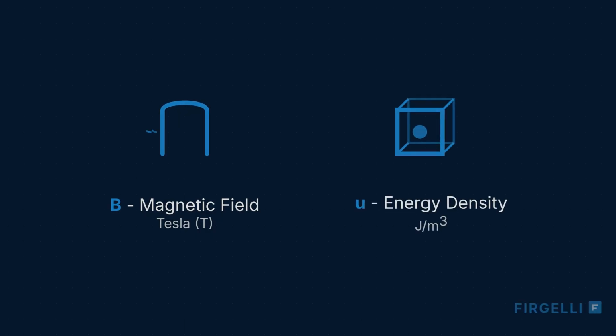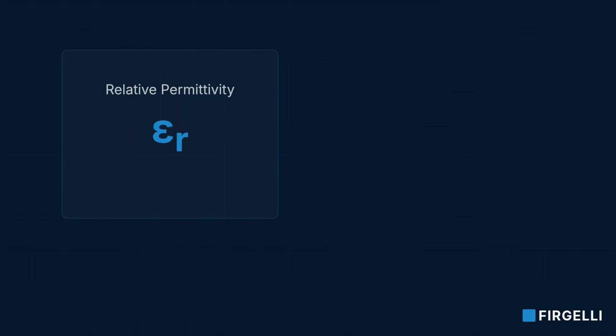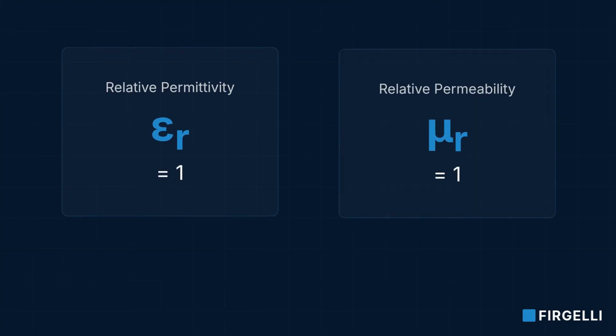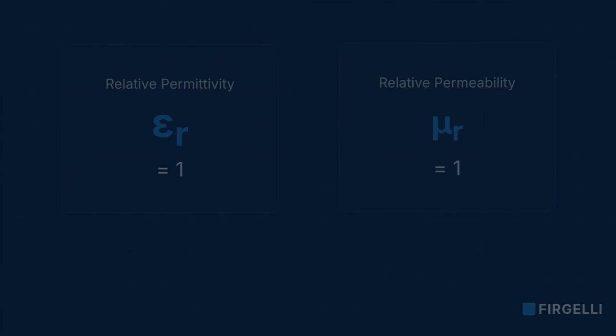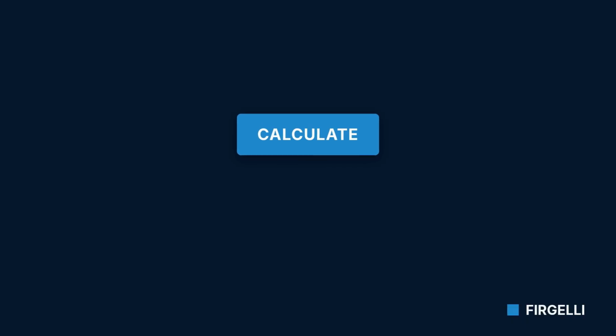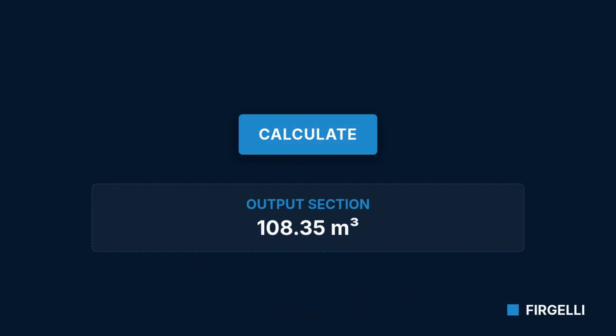Next, we enter the electric field in volts per meter. The magnetic field is in Tesla. Energy density is in joules per cubic meter. We also have relative permittivity with the default of 1, relative permeability also defaulting to 1, and volume in cubic meters. After clicking Calculate, the results appear in the Output section.